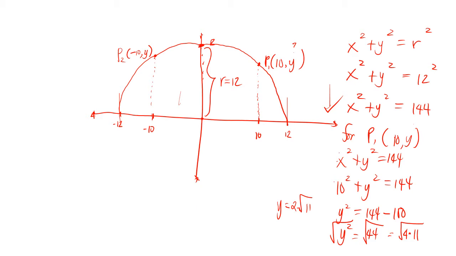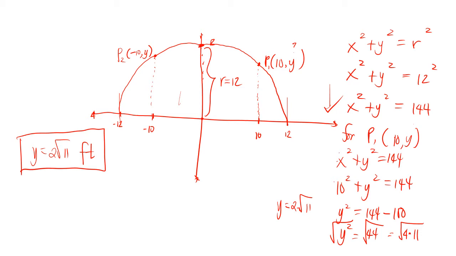And that is actually the height of the tunnel at the edges of the two lanes. So our answer is y equals 2 square root of 11, and the units is in feet. So this is actually the answer.